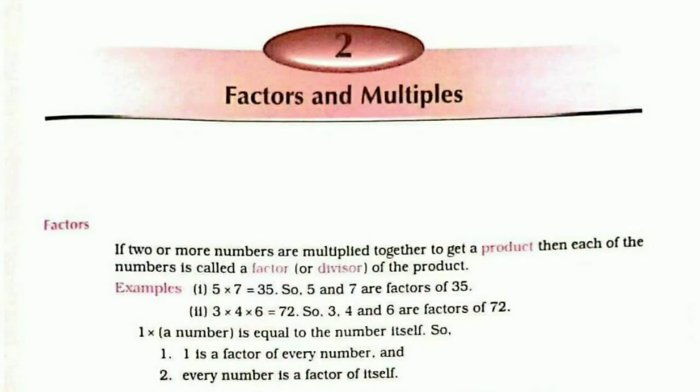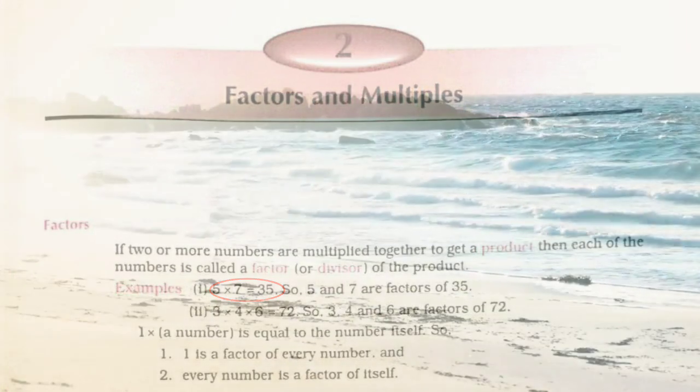In the last video, we discussed factors. What are factors? If two or more numbers are multiplied together to get a product, then each of the numbers is called a factor of the product. Example, 35 is the product of 5 and 7. Hence, 5 and 7 are the factors of 35.